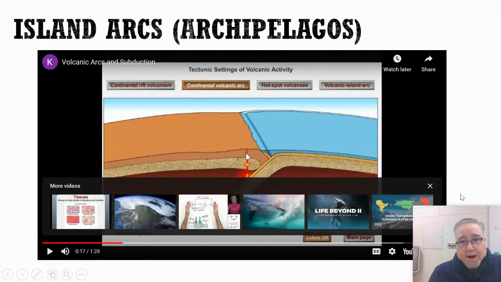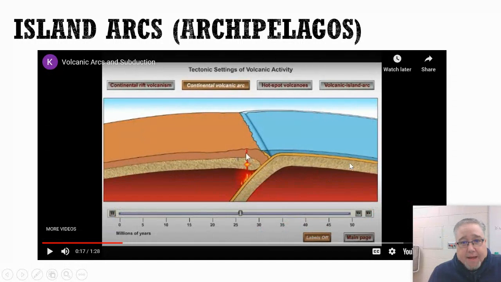Okay, I'm going to pause it right there. You'll notice here that this oceanic plate is moving towards this continental plate. So let's say this is North America or Africa or wherever it is, and this is an ocean. But at the bottom of the ocean, there's crust, right? There's a plate there. As that plate is moving towards the other one, there's subduction that occurs. This plate is moving underneath the other one.